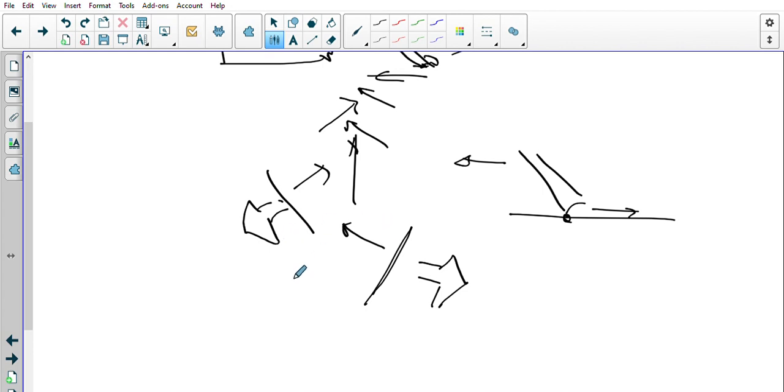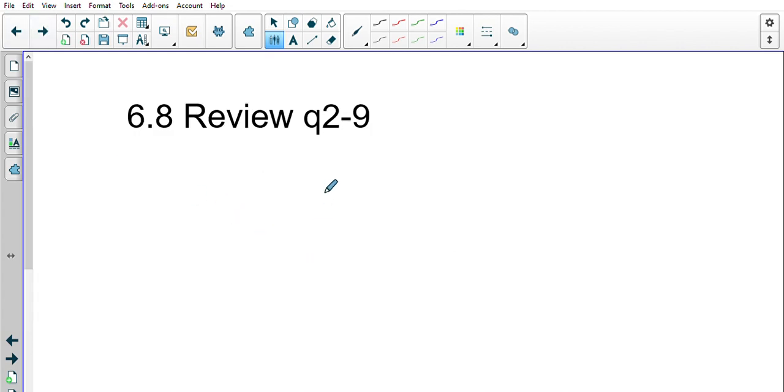Cross-country skiing, you do the same thing. There's skate skiing. It's like this, and you're pushing sideways on here and you're going forward. All right. Hopefully this has made a bit of sense for you.